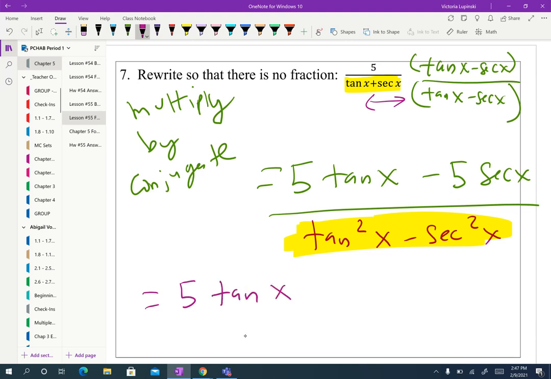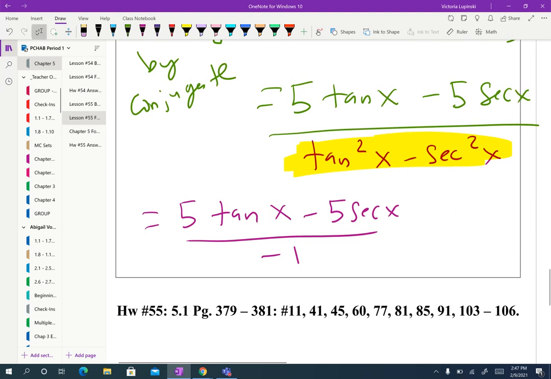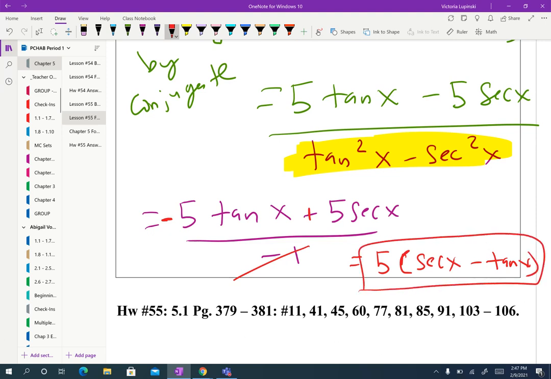So 5 tangent of x minus 5 secant of x, and that's going to be divided by -1. Instead of having that messy -1 in the denominator, I'm going to divide through by the -1. If I divide through by the -1, that's going to turn this into a minus and this into a plus. And in my final answer, I'm going to factor out the 5. Then I'm going to put the secant of x first, and then minus the tangent of x second. And that is, in fact, what I'm looking for, mostly because it got rid of the fraction, which is exactly what the problem asked me to do.